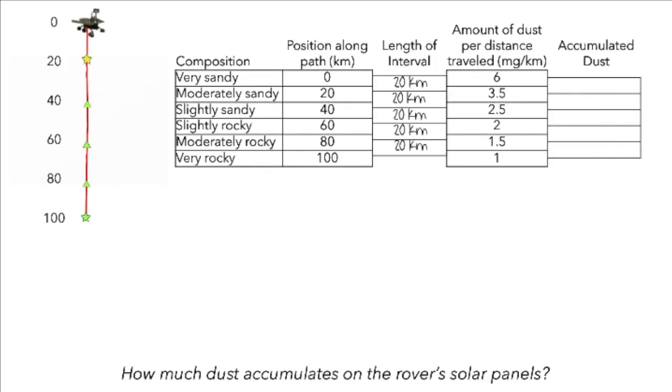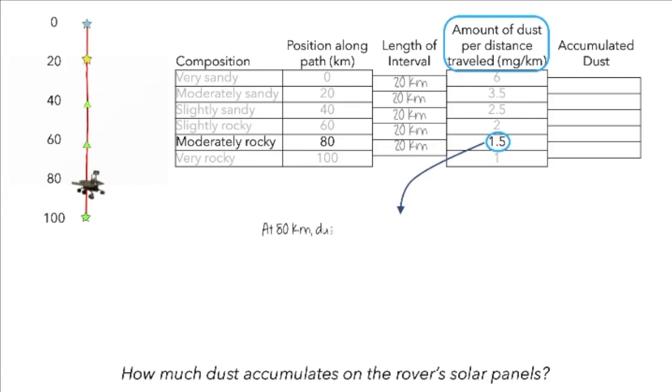The next thing we need to do is to recognize that the data we have are rates. For example, this 1.5 means that when the rover is 80 kilometers along its path, the dust is accumulating on the rover at a rate of 1.5 milligrams per kilometer. So at that point, for each additional kilometer the rover travels, it will accumulate 1.5 milligrams of dust.